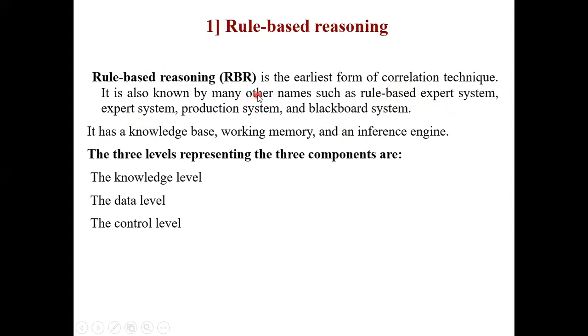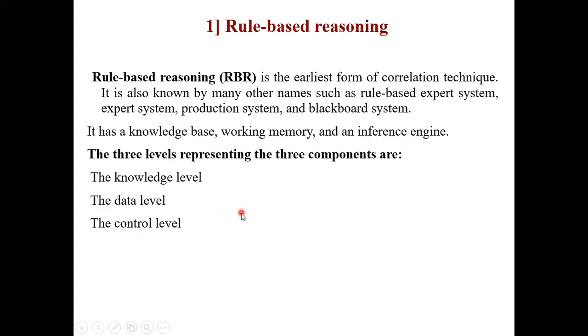Now, what are the components in a rule-based reasoning is, उसके पास एक knowledge base है, एक वर्किंग मेमोरी है और एक इन्फरेंस इंजन है. So three components are there in a rule based reasoning model. So at three levels, we have a knowledge level, a data level, and a control level. So knowledge base, working memory, and inference, ये तीन components से ये तीन levels है.